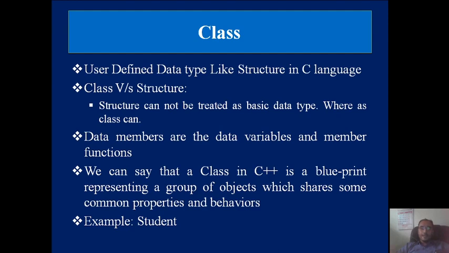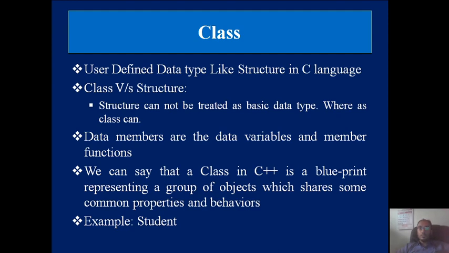Let's start with classes. In C++, a class is nothing but a user-defined data type. In a similar manner, you might have used structure in C language, but the capability of a class is way beyond the capability of a structure. In structure, what we studied is that it is also a user-defined data type, which is a collection of dissimilar data types.